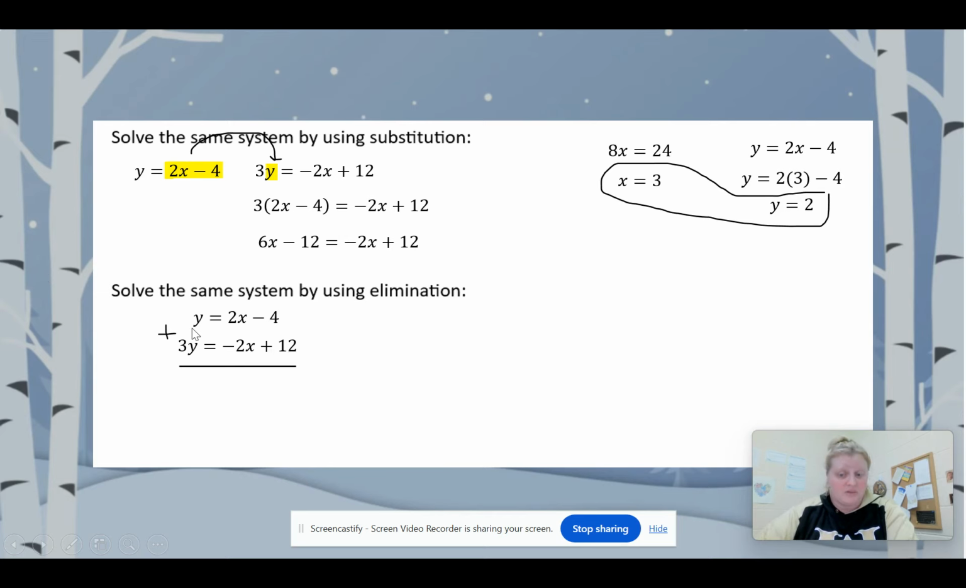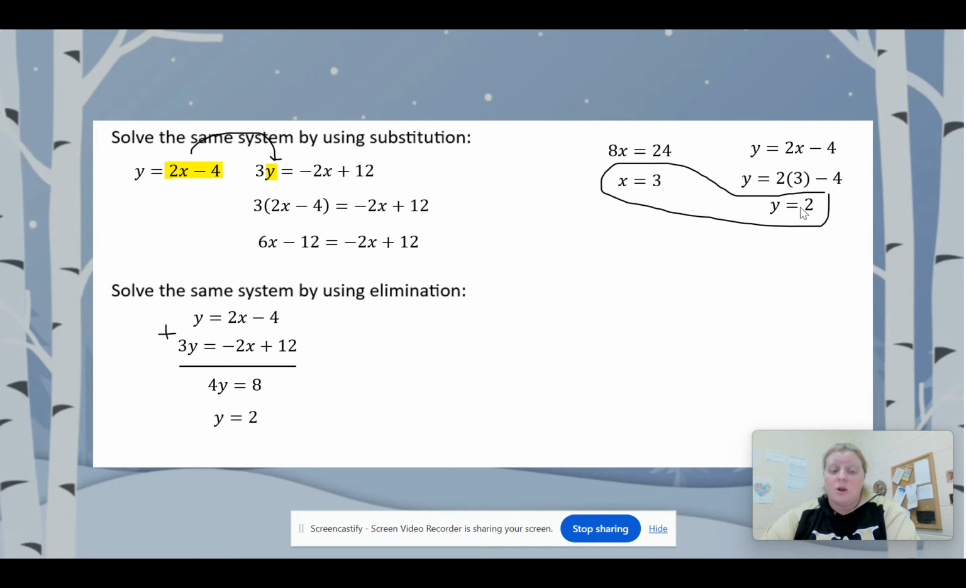1y plus 3y is 4y. 2 minus 2 is 0, so we just cross the x's out. We don't write 0x. And then -4 plus 12 is 8. And then you finish solving it. So y is going to be 2. Well, we were supposed to get 2 for y, so that's a good sign.